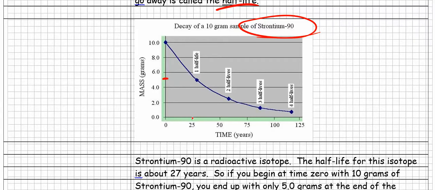If we wait another 25 years, half again is going to be gone. So we're going to go from, say, 5 to about 2.5, right about there, just like that. And if we go down again, we have another half-life and so forth. So the point of all this is that a half-life is the time required for half of the initial material to disappear. Half of the radioactive material to disappear.